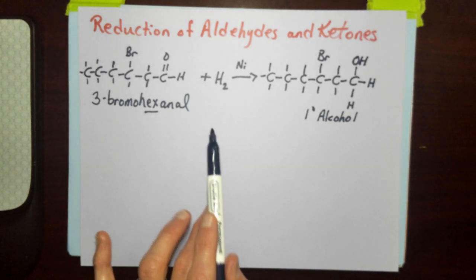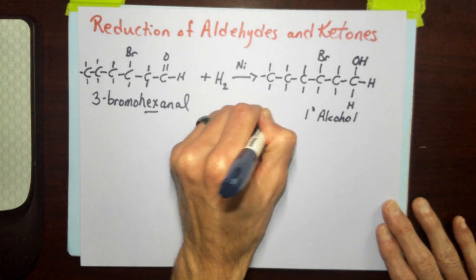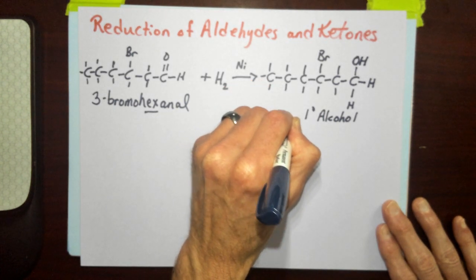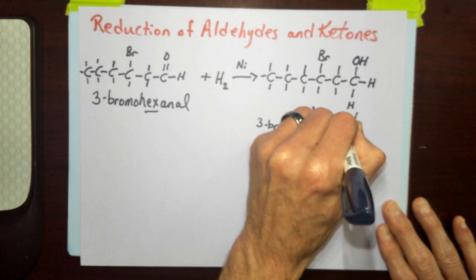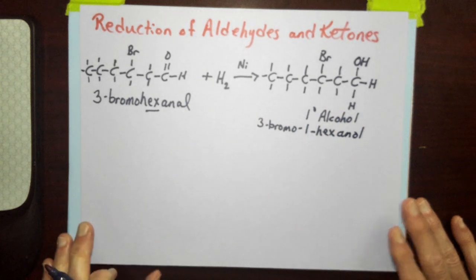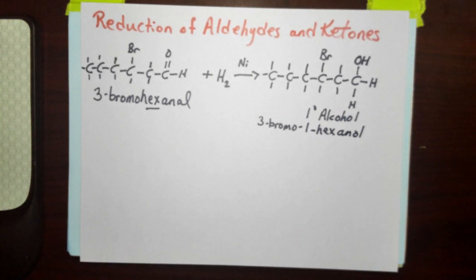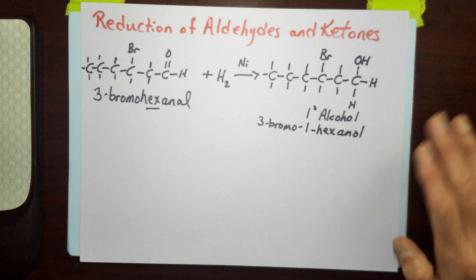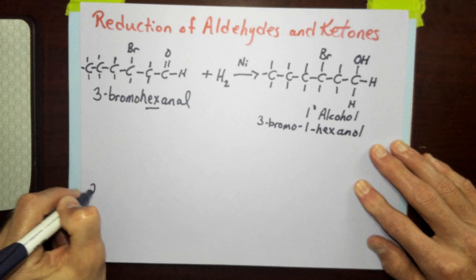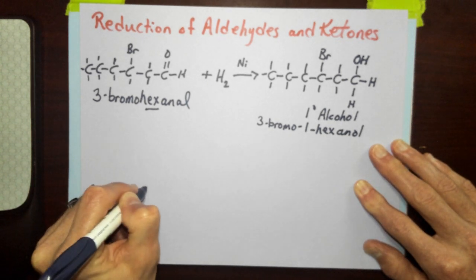A hexanol, so it'd be 3-bromo-1-hexanol. So what would be produced? Now, when we work with a ketone, let's say we have 2-methyl-3-pentanone.